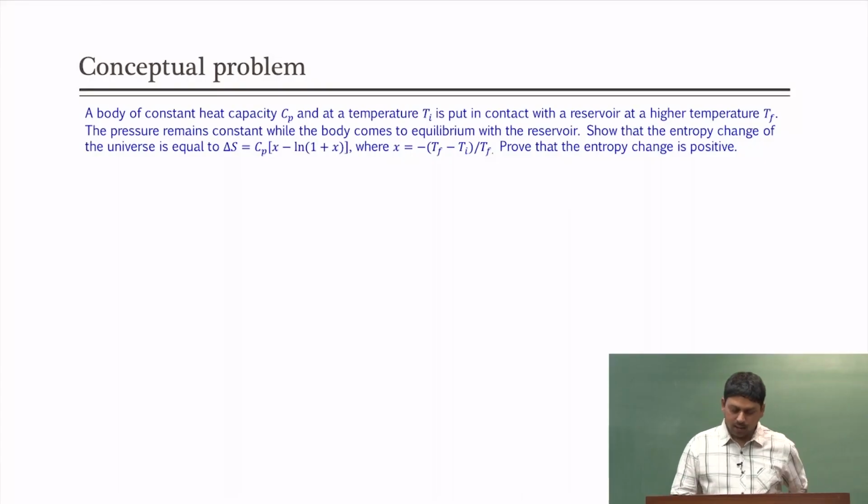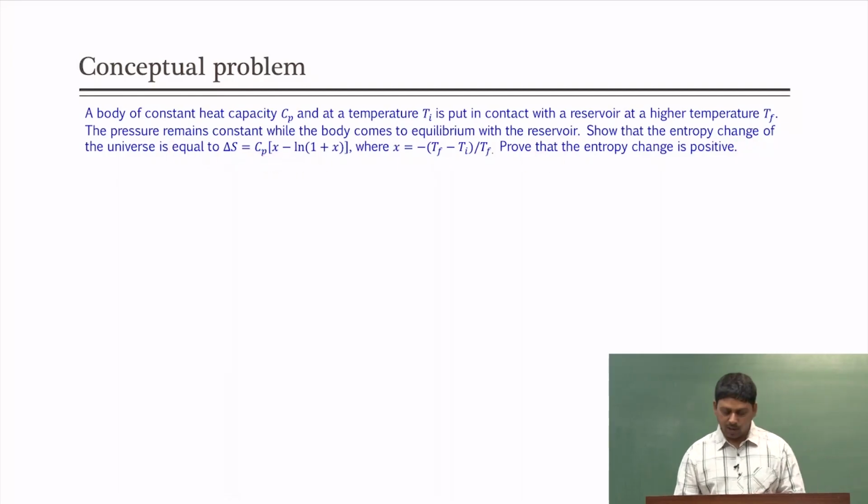Okay, so now this is an interesting question, a conceptual problem also. A body of constant heat capacity Cp and at a temperature Ti is put in contact with a reservoir at a higher temperature Tf. The pressure remains constant while the body comes to equilibrium with the reservoir. Show that the entropy change of the universe is equal to this one.